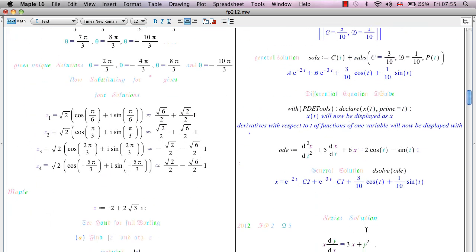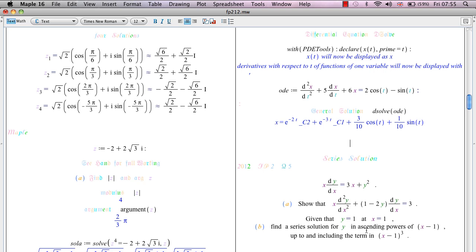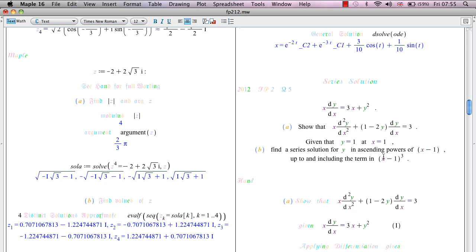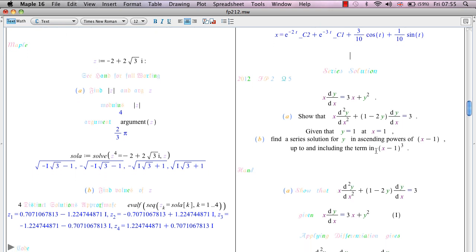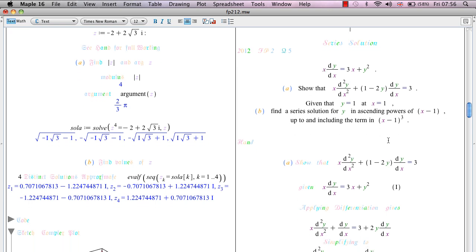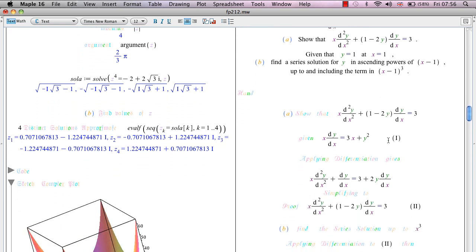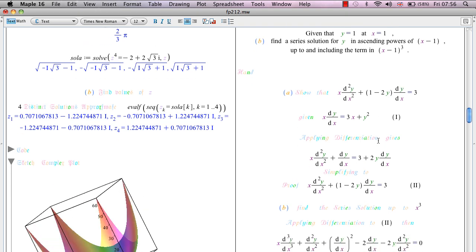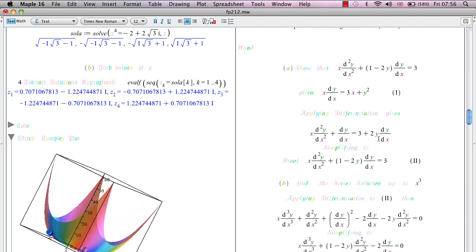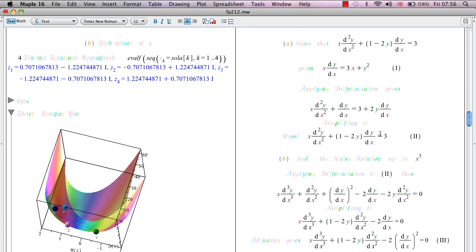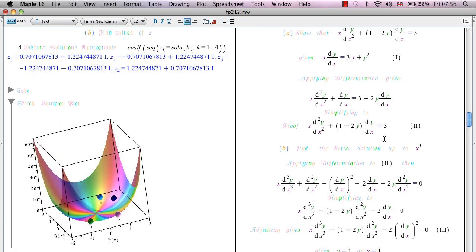Going on to question 5, a series solution. To show the expression in A, and then a series solution given y equals 1 at x equals 1, in ascending powers of x minus 1, and B up to x minus 1 cubed. So differentiating in A, applying differentiation to equation 1 and simplifying gives the proof required, equation 2.